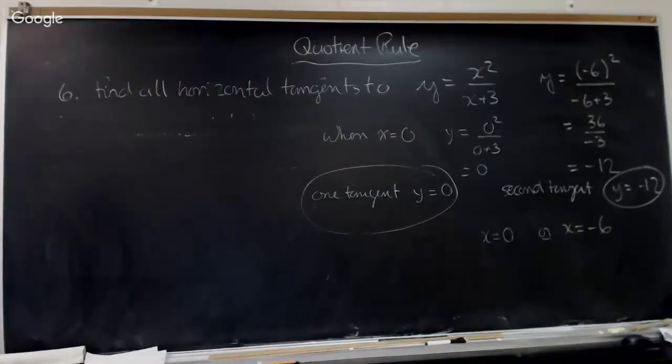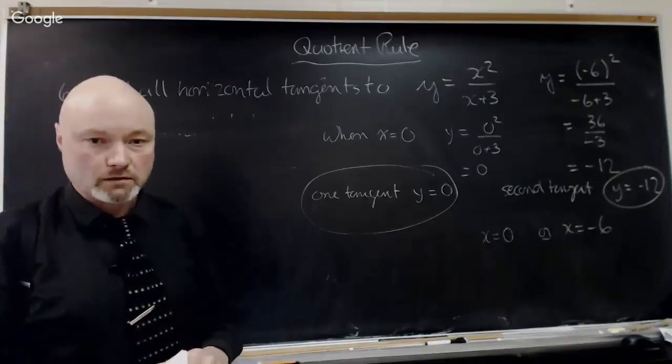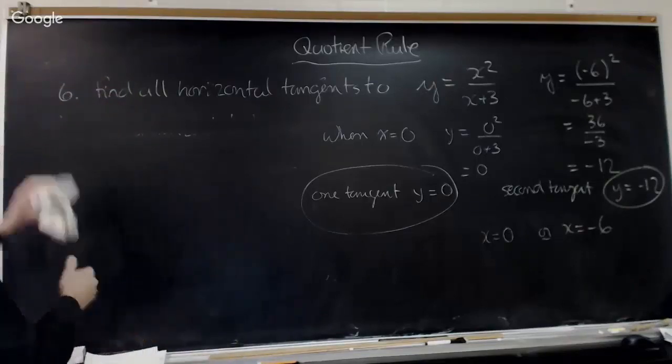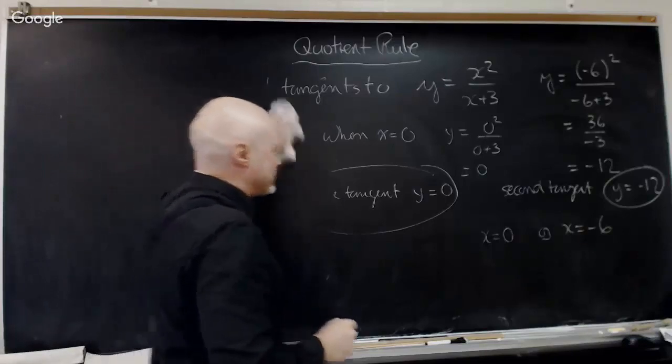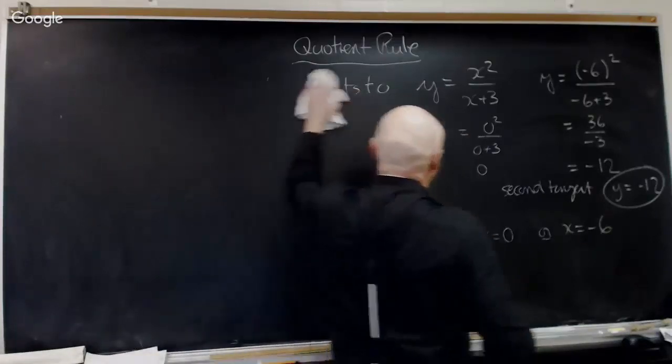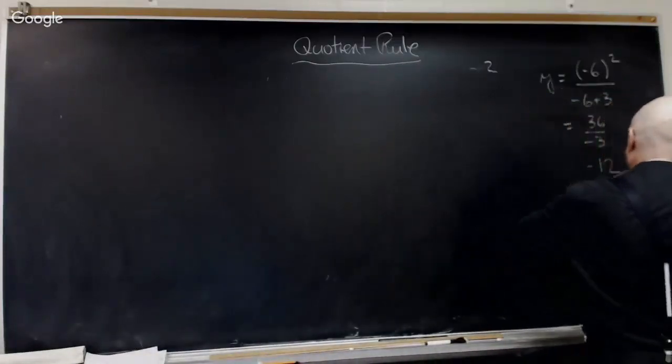All right. Any questions? Did I do anything wrong? All right. This whole horizontal tangent having a slope of 0, we do entire lessons on that a little bit later on.